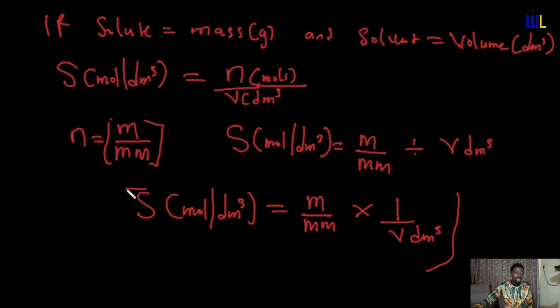So we have that, another formula generated. And when is this formula used? When you have your solubility in mass in gram and your solvent is a volume in dm³, simply use this: mass over molar mass times 1 over volume in dm³.